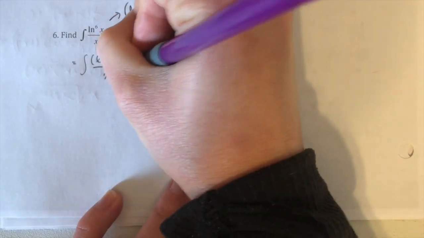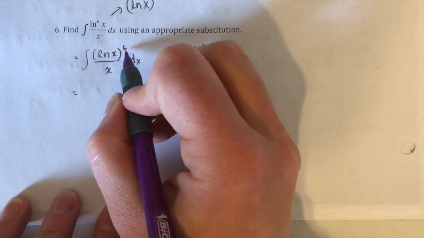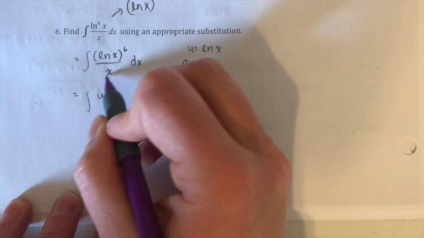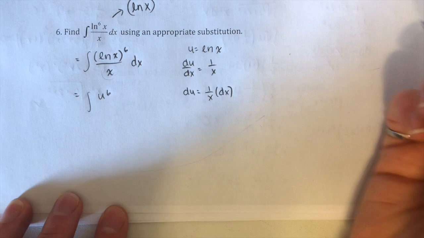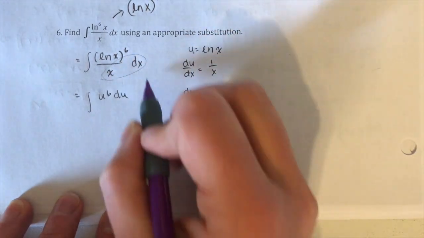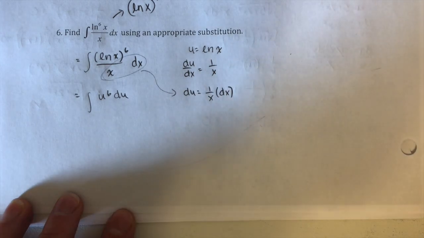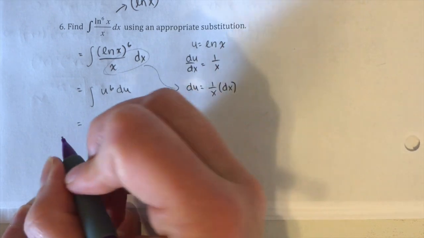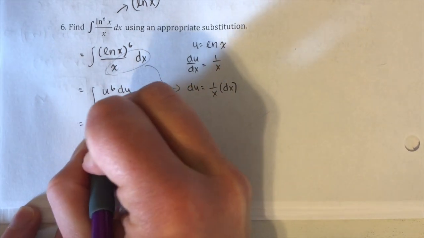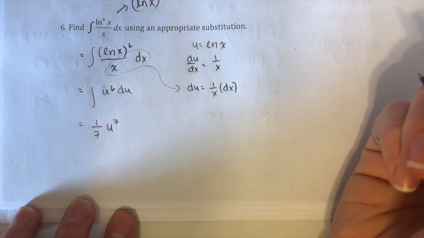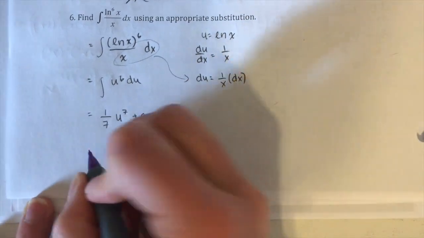Oh, I forgot the dx there. So notice how we've got ln x to the 6th, so that's going to be u to the 6th. Then we've got this 1 over x dx. So then we can substitute just a du. This whole thing is that. Then this is really easy to do the integral of. So it's going to be 1 over 6 plus 1 is 7, u to the 6 plus 1 is 7. And then plus that c.